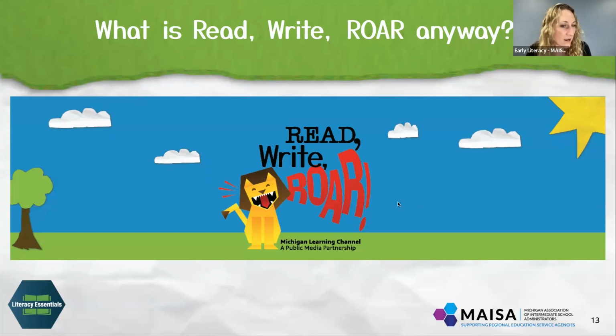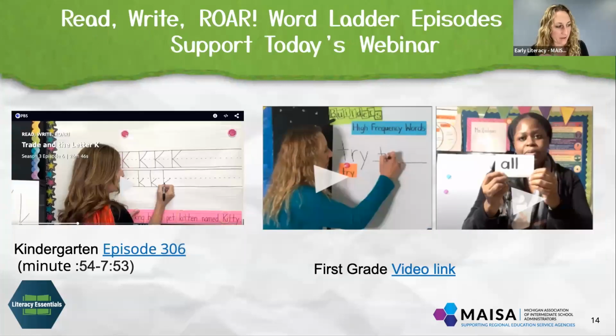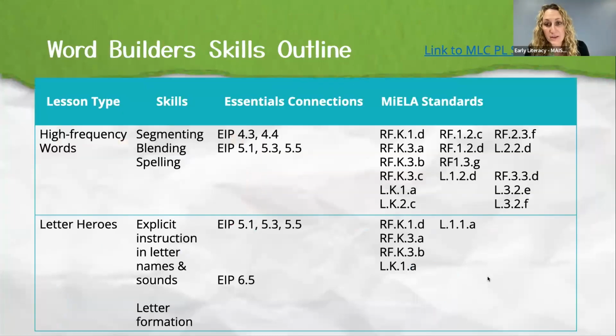So we are going to talk really quickly about Read, Write, Roar. And we'll talk in depth more, but the lessons I'll show will be connected to the Enhanced Alphabet Knowledge Protocol, which is in Dr. Lindsey's book. It will also be connected to teaching high frequency words. There will be a slide that you can have access to that lets you know what these lesson types are on Read, Write, Roar, the skills that we would be teaching and leveraging in these lesson types, the essentials connections, and then where these would be found within your ELA standards for the state of Michigan. So this will all be in here for you.